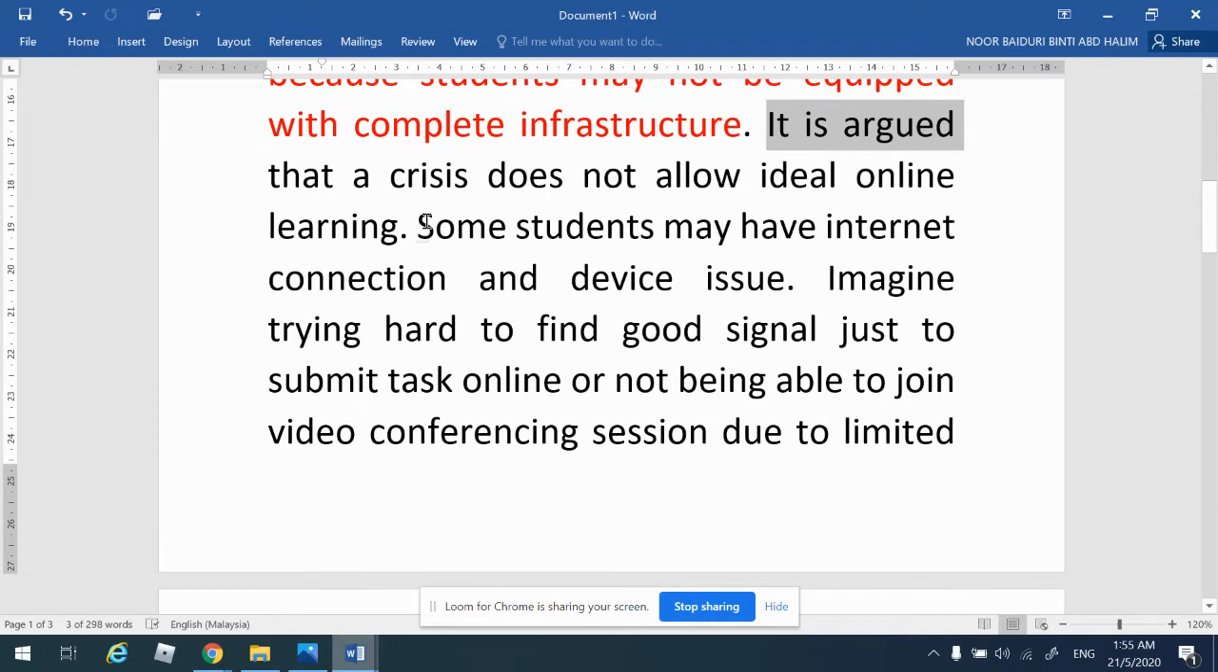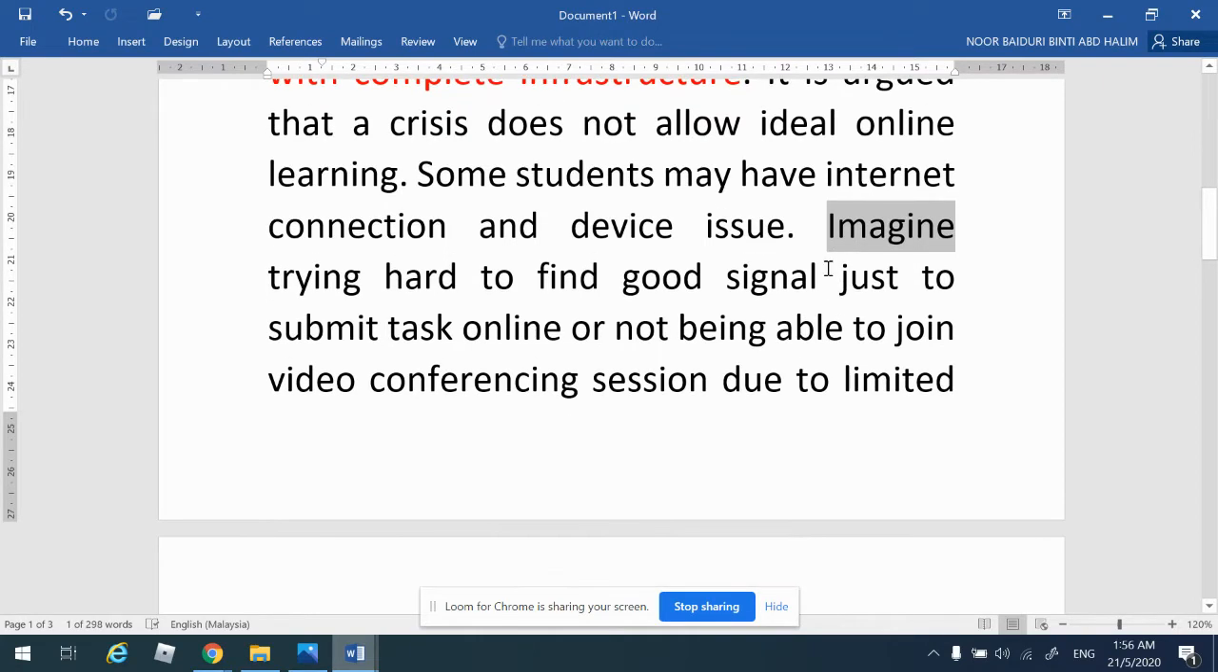I give another one. Some students may have internet connection and device issues. I give another one. Imagine trying hard to find a good signal. Words like imagine, visualize, these are words that are good for persuasion. You are trying to persuade people to agree with you by making them put themselves in your shoes. So you tell them, imagine, students try hard to find a good signal just to submit their task online.